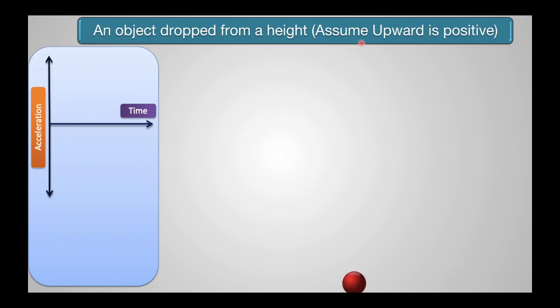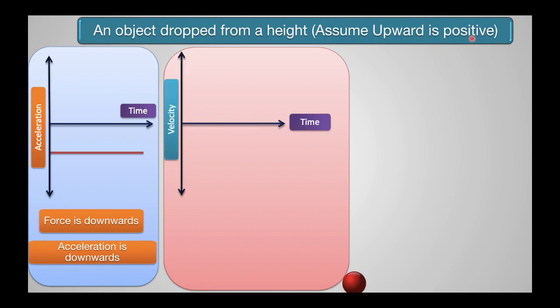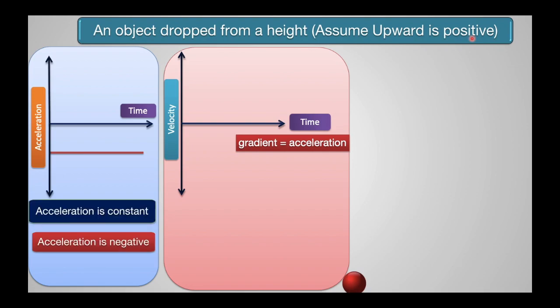We are taking upward as positive, which means downward should be negative. So the acceleration should be negative in this case. A constant value but a negative value. Using this graph, I'm going to plot how the velocity of the dropped ball varies with time. As you know, the gradient of the graph is acceleration. Acceleration is a constant and it's negative.